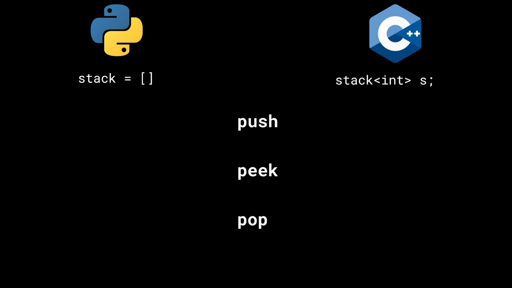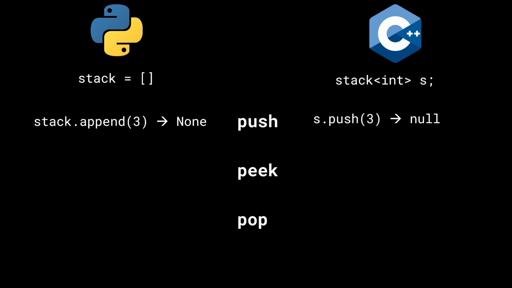Pretty simple. All right, how do we push? In Python, we do stack.append. And so we can do stack.append an item, and this is going to return a None value. That is, it does not return anything. We just append this element onto the top of the stack. In C++, we simply do s.push. This is going to return a null.